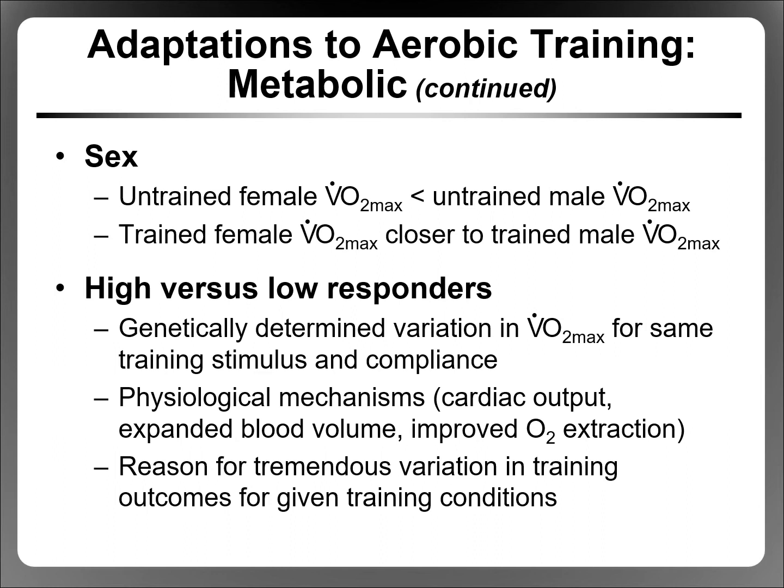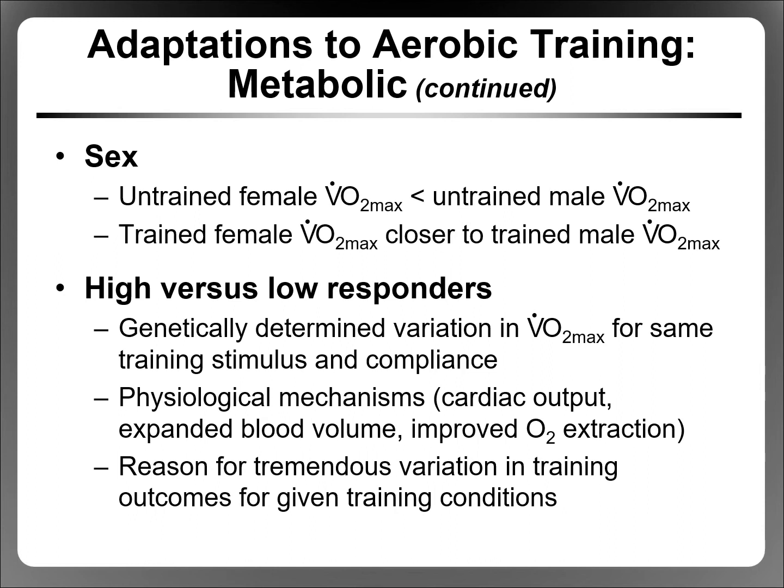We also have individuals, when we do metabolic training to improve VO2, that are going to be high responders or low responders. Again, this is genetically determined. So this is another variation of VO2. I could put two people through the exact same training protocol. They could both follow it beautifully, identically, to the T, and you're still going to get two different responses.